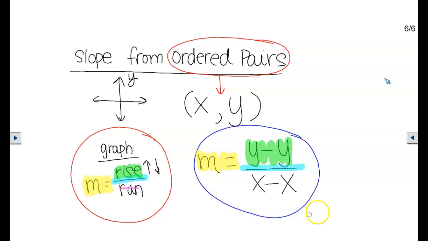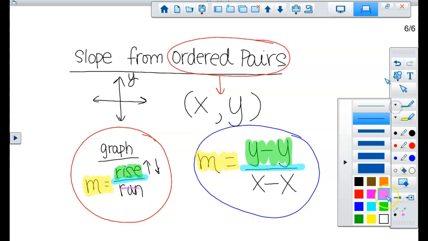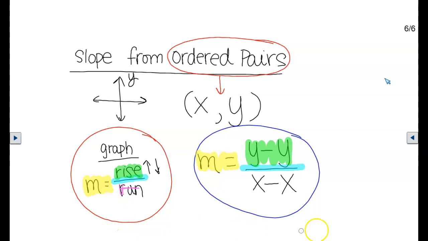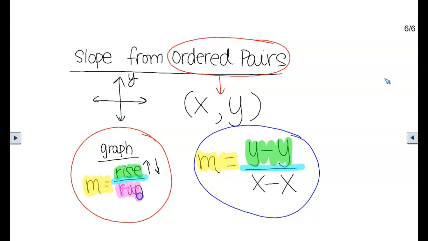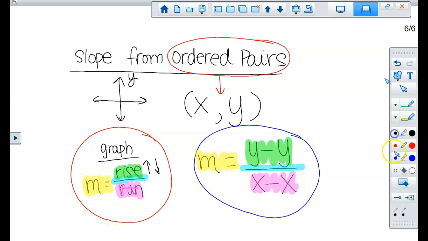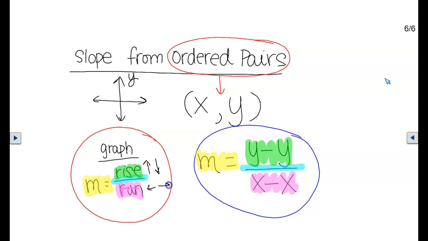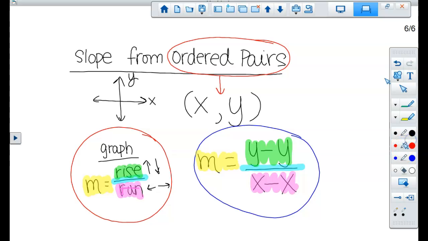Notice in the bottom, whoops, I wanted a highlighter, not a pen. Well, I did it again. Let's see if I can get it right this time. All right, so your run, you've got your x's in the bottom. Why does run have to do with x? Well, what we know is run can go either left or right, and that's what the x-axis does. So when you're on a graph, it's rise over run; when you have ordered pairs, x-y pairs, do y minus y over x minus x. All right, so let me show you some examples here.